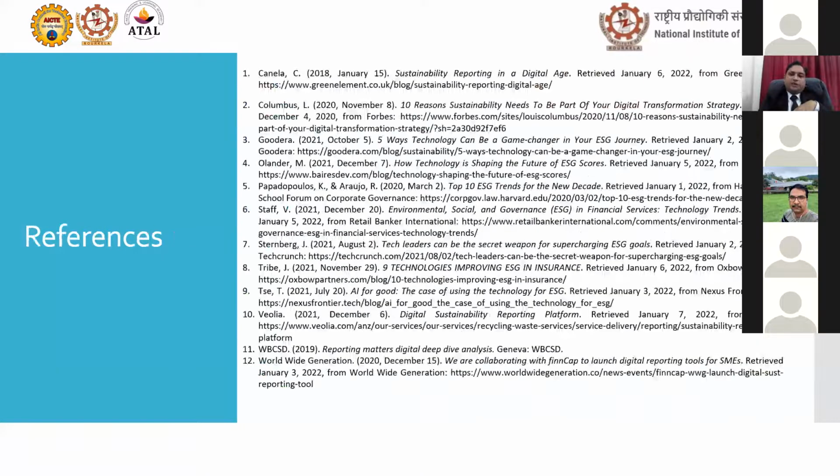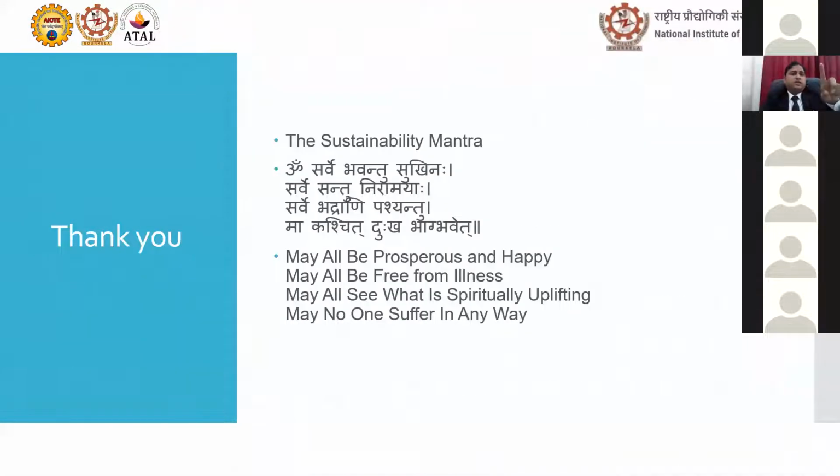Dear participants, these are the references which have been used. And in the end, we are all talking about this philosophy of sustainability and ESG reporting. But remember, if you really want to focus on this philosophy of sustainability reporting, we have to go back to our Indian culture and focus on this: Sarve bhavantu sukhinah, sarve santu niramayah, sarve bhadrani pashyantu, ma kashchid dukhabhag. May all be prosperous and happy. May all be free from illness. May all see what is spiritually uplifting, and may no one suffer in any way.